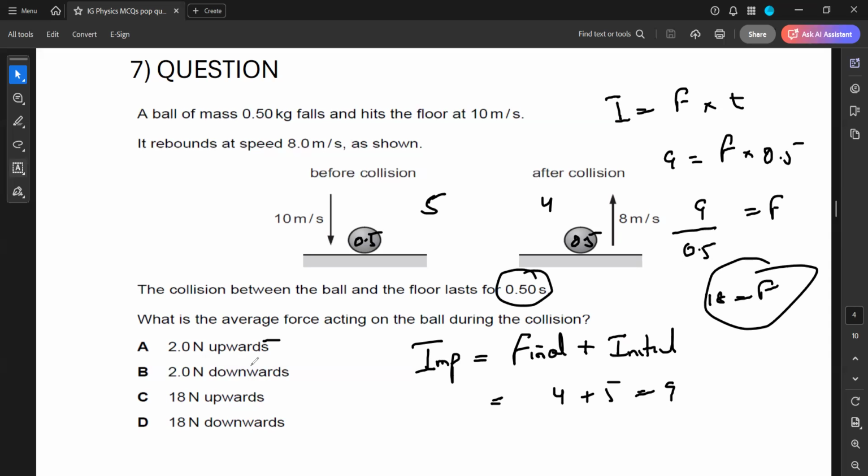And in which direction must the force act? As you can see, the object is going upward. So the force should also act upward because the object has changed direction and is moving upward. Otherwise, if the force is acting downward, the object will also move downward. Is it clear? Question 7. Yes, sir.